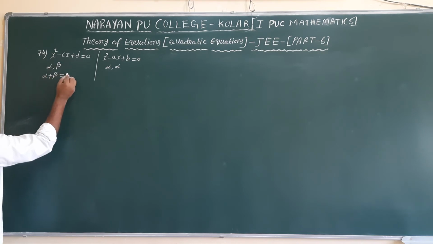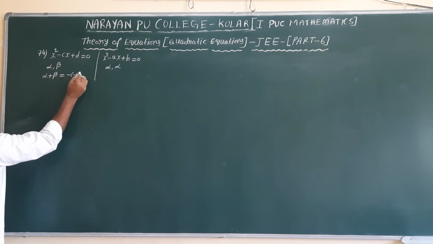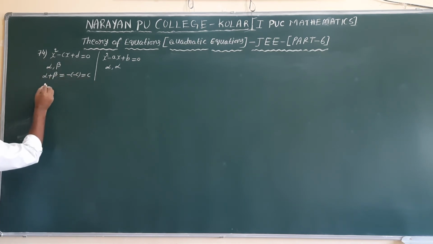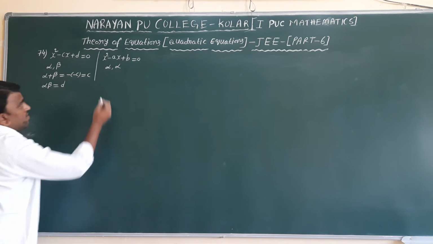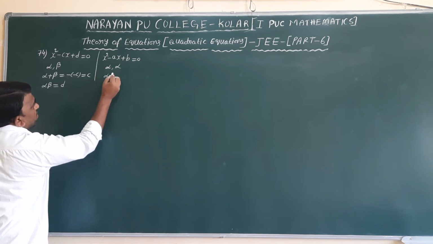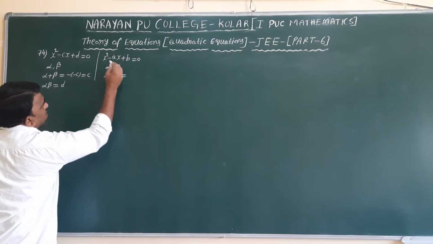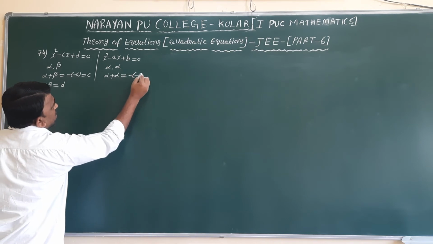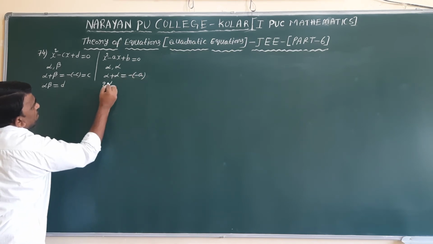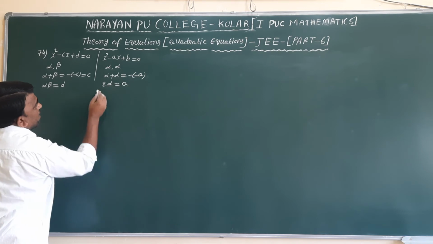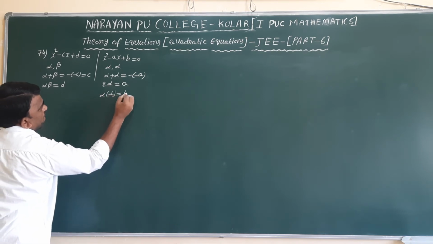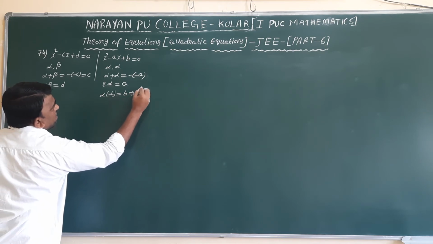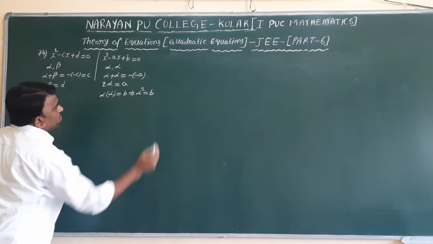Now from this, sum of the roots is minus b by a, which is minus of minus c, that is c. Product of the roots is d. That is the first equation. For the second equation, sum of the roots is minus b by a, minus of minus a, so 2 alpha equals a, and product of the roots alpha into alpha equals b, which implies alpha square equals b.